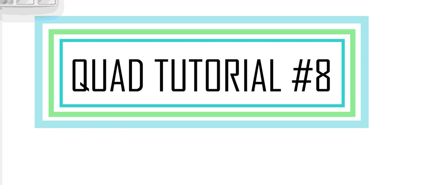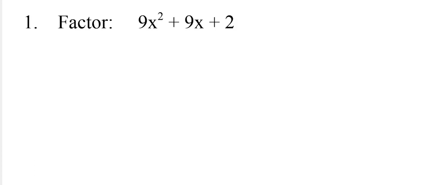Okay, here we go. We're doing quad tutorial number 8, and we're going to factor where there's something different. Do you notice right away, oh my gosh, look at that 9 in front of the x squared. So we're going to learn how to factor when there's a number that we can see in front of the x squared. We know that when there's not a number in front of the x squared, there was always a 1, but now there's a 9.